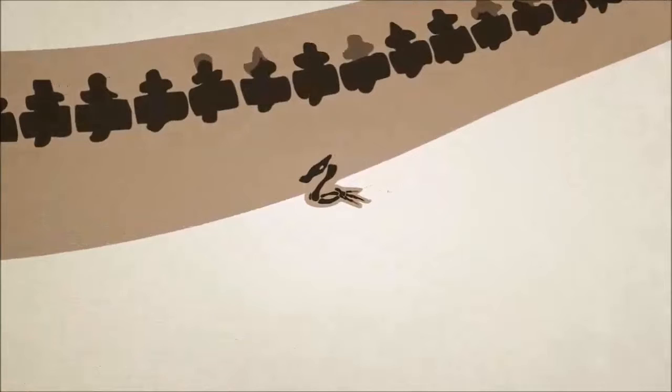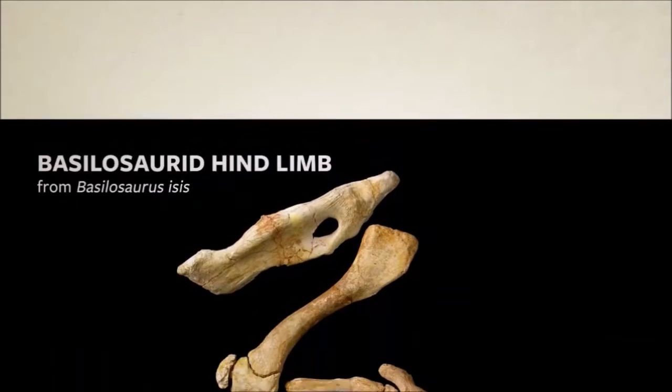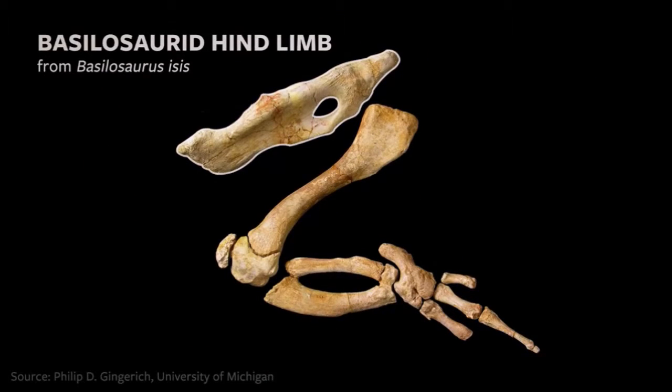At the back end of a basilosaurid's body, there are small, yet fully developed hips, legs, ankle, feet, and toe bones. These legs are far too small for walking on land, but they may have been useful while mating, or for scratching away parasites and itchy skin.